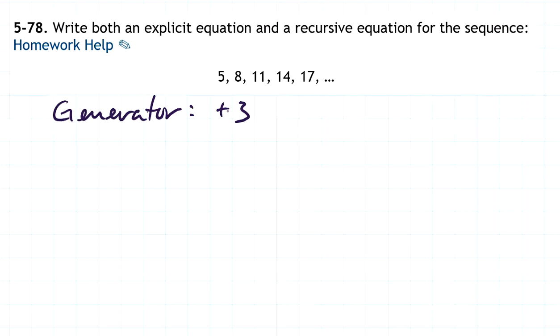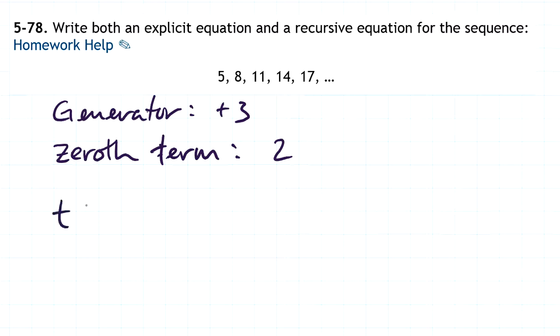If I wanted to write the explicit rule, I need to know what the 0th term is, right? That's not something we list in the sequence, but 0th term. Let me write the word term. So if I look at this, the first term is 5, and if I'm adding 3 to go forward, that means the 0th term would have to be the number 2. And that's pretty important when I am writing the explicit rule. In fact, I can write the explicit rule now.